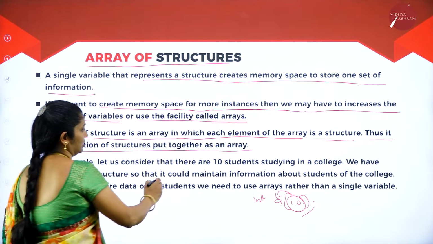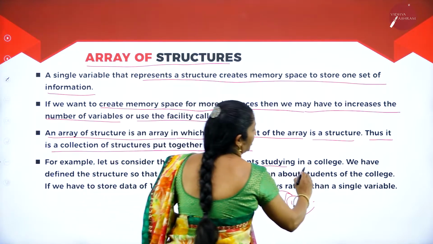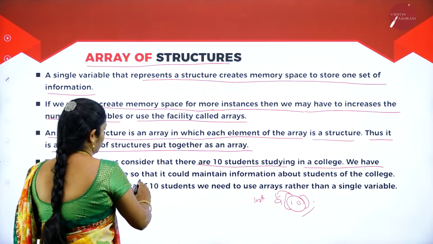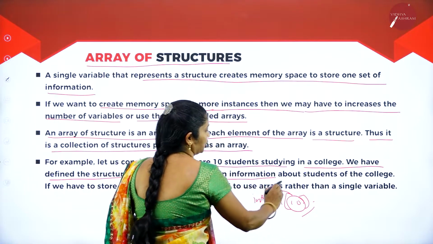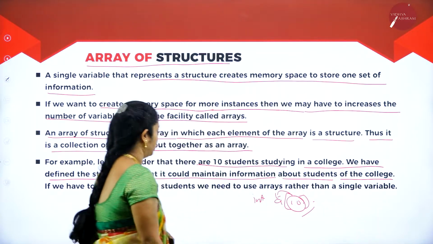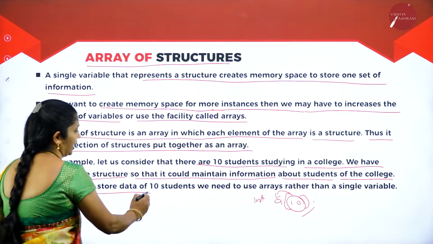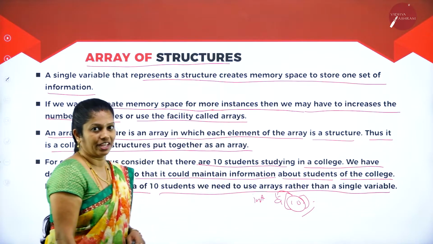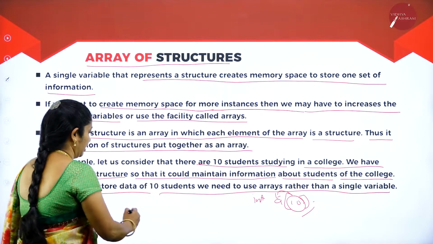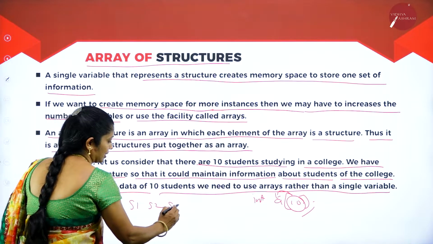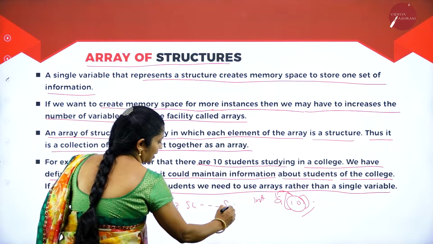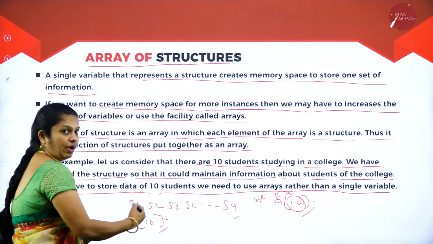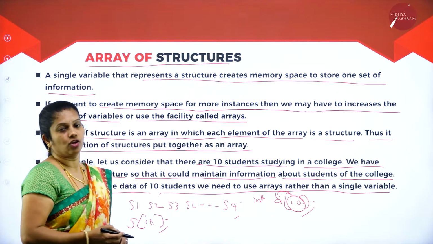For example, let us consider there are 10 students studying in the college. We have to define the structure so that it maintains the information about the students of the college. If we have to store data of 10 students, we need to use an array rather than a single variable. Whereas S1, S2, S3, S4 up to S9, in this place, only one time I can write S of 10. If I have 100 students, then directly I can write S of 100 like that.